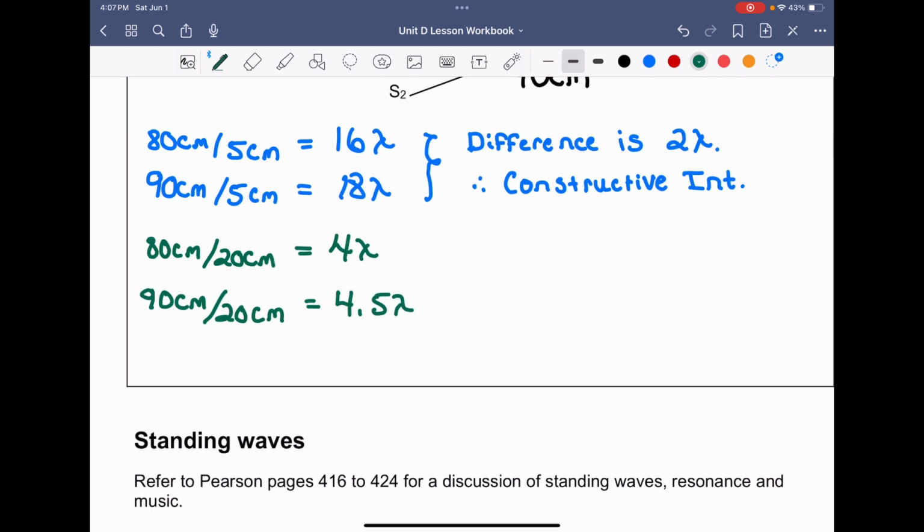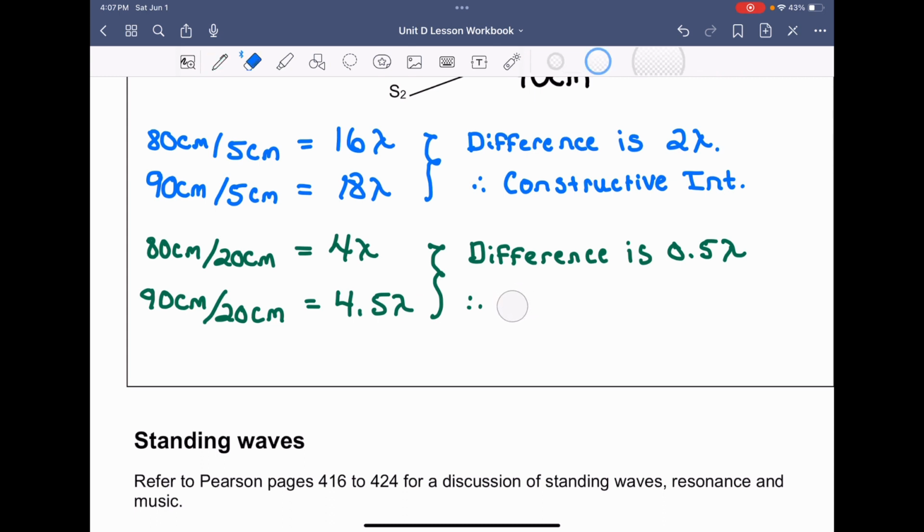Number one thing you should notice, what is the difference in the path length? The difference in this path length is a difference of 0.5. So we're going to write difference is 0.5, and more specifically 0.5 wavelengths. And if the difference is 0.5 wavelengths, therefore this is destructive. And again, I'll just short form the interference as int.